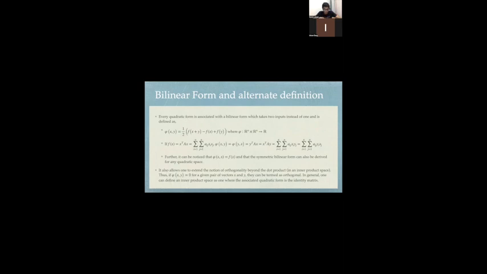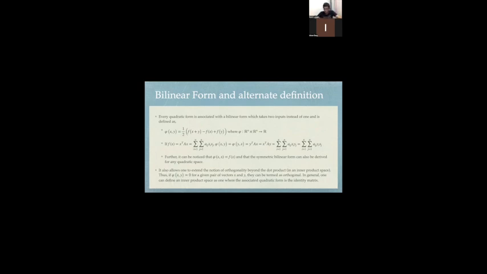Essentially, if f of x is equal to x transpose Ax, then phi of xy is equal to phi of yx, which is equal to y transpose Ax, which is equal to x transpose Ay, and we can express the same thing in terms of summation of Aij xi xj, Aij xi yj, and Aij yi xj. Further, it can be noted that when we take x equal to y, we get the original quadratic form, and that phi of x comma x is equal to f of x.